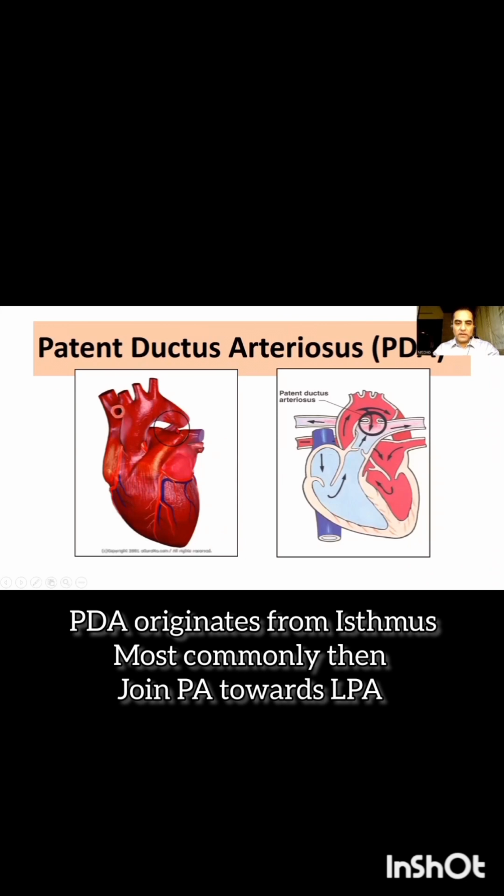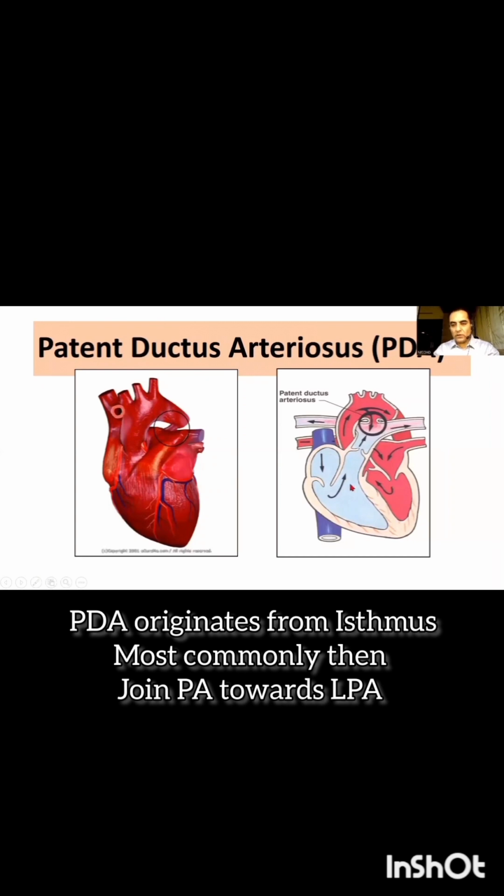So as you can see in the other figure, which is a simplified drawing, there also you are seeing the arch of the aorta, three branches, and from the isthmus the PDA is arising, and then it is joining the blue colored MPA, that is the main pulmonary artery, towards the LPA side. So that is the normal anatomy of the PDA.